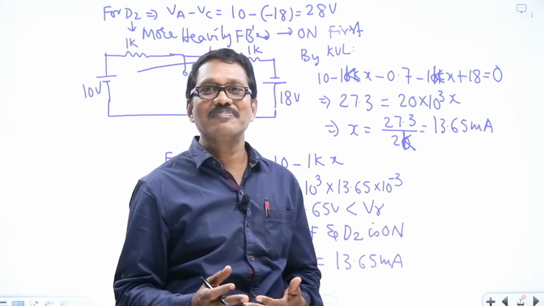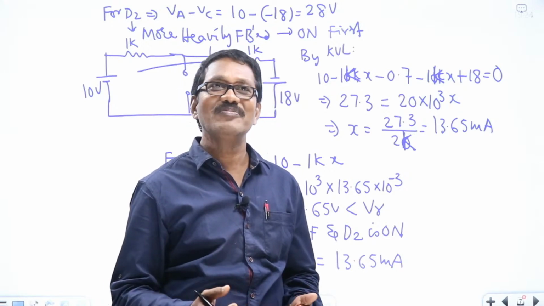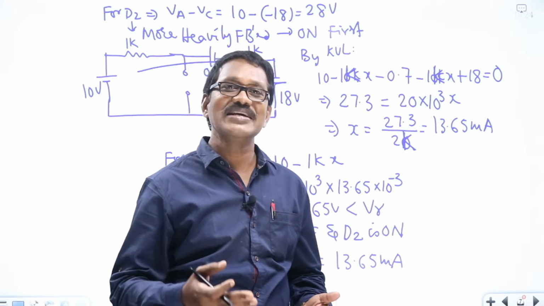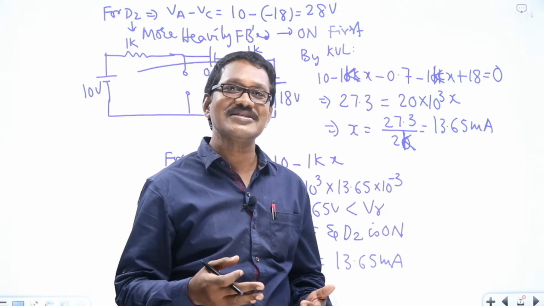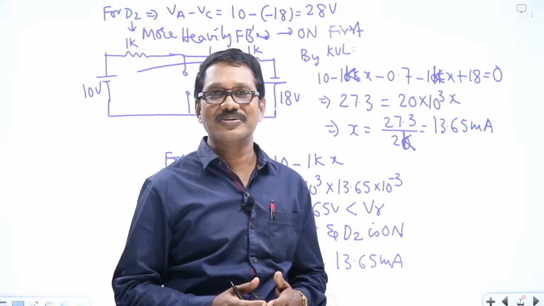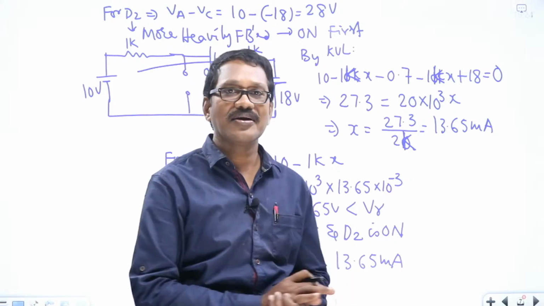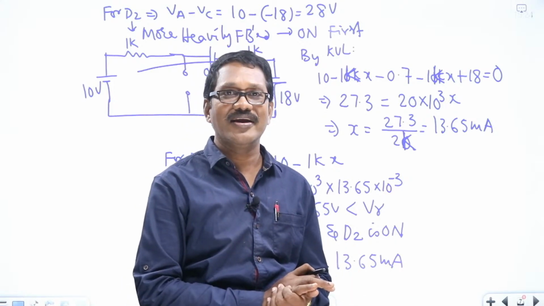And replace the diode with its equivalent circuit. Right? If it is on state, it can be replaced by 0.7 volts, and if it is off state, then it is replaced by open circuit. Right? And calculate the current through the diode. Hence easily we can calculate the current through diodes D1 and D2.